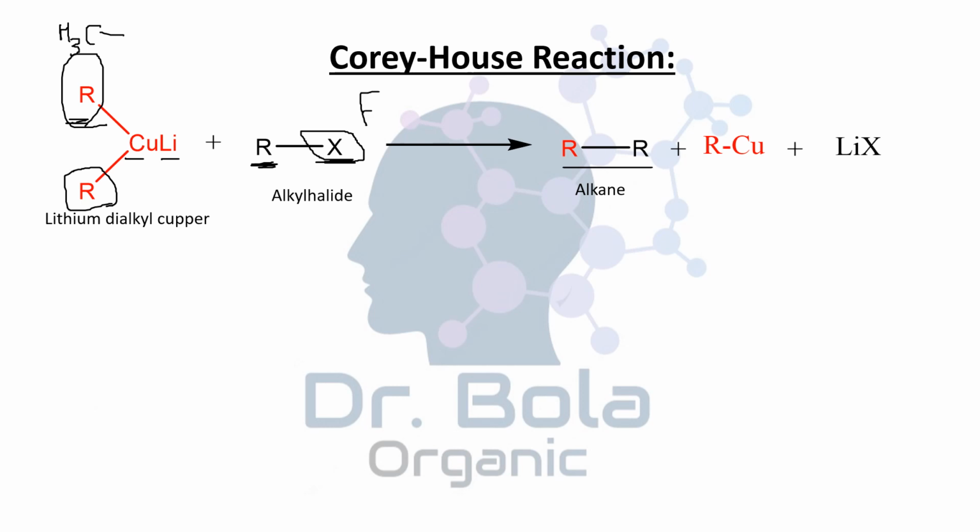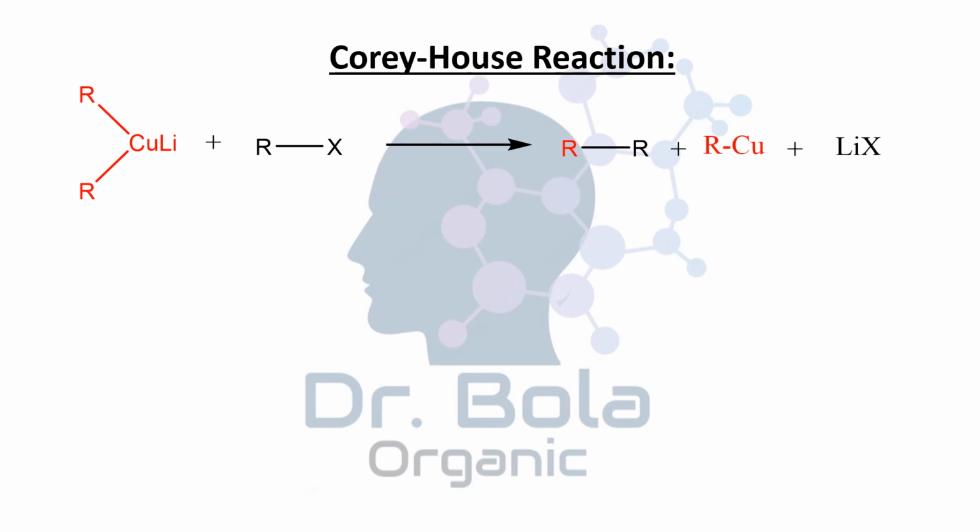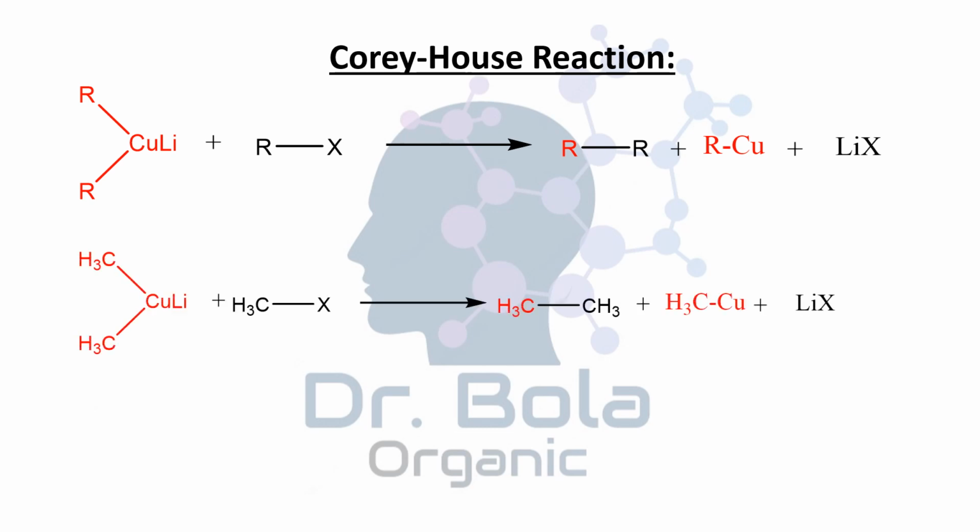Halogens could be fluoride, chloride, bromide, or iodide. So it's actually obvious here in colors that this red alkyl group would react with this black alkyl group so as to produce this chain of alkane. Let's see an example here.